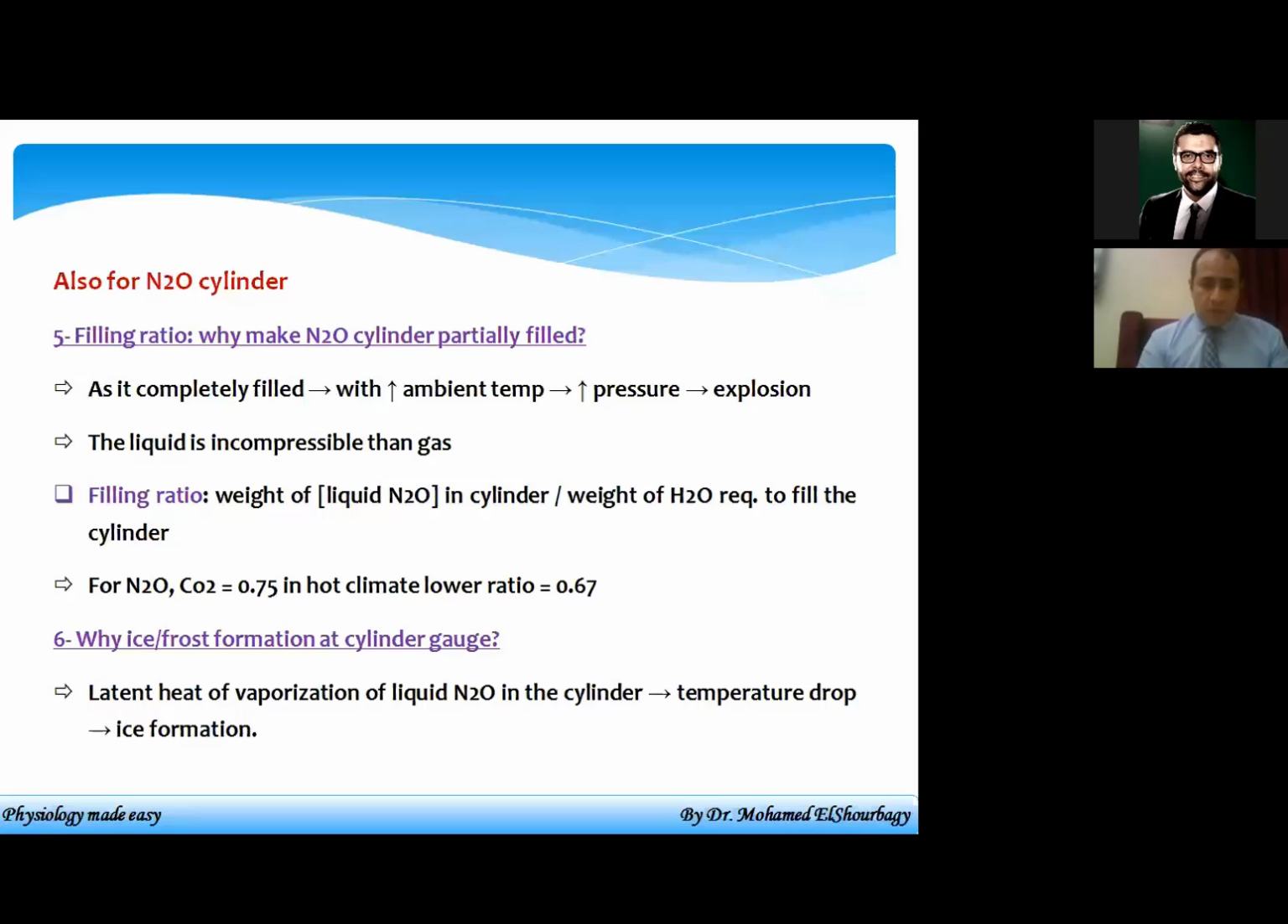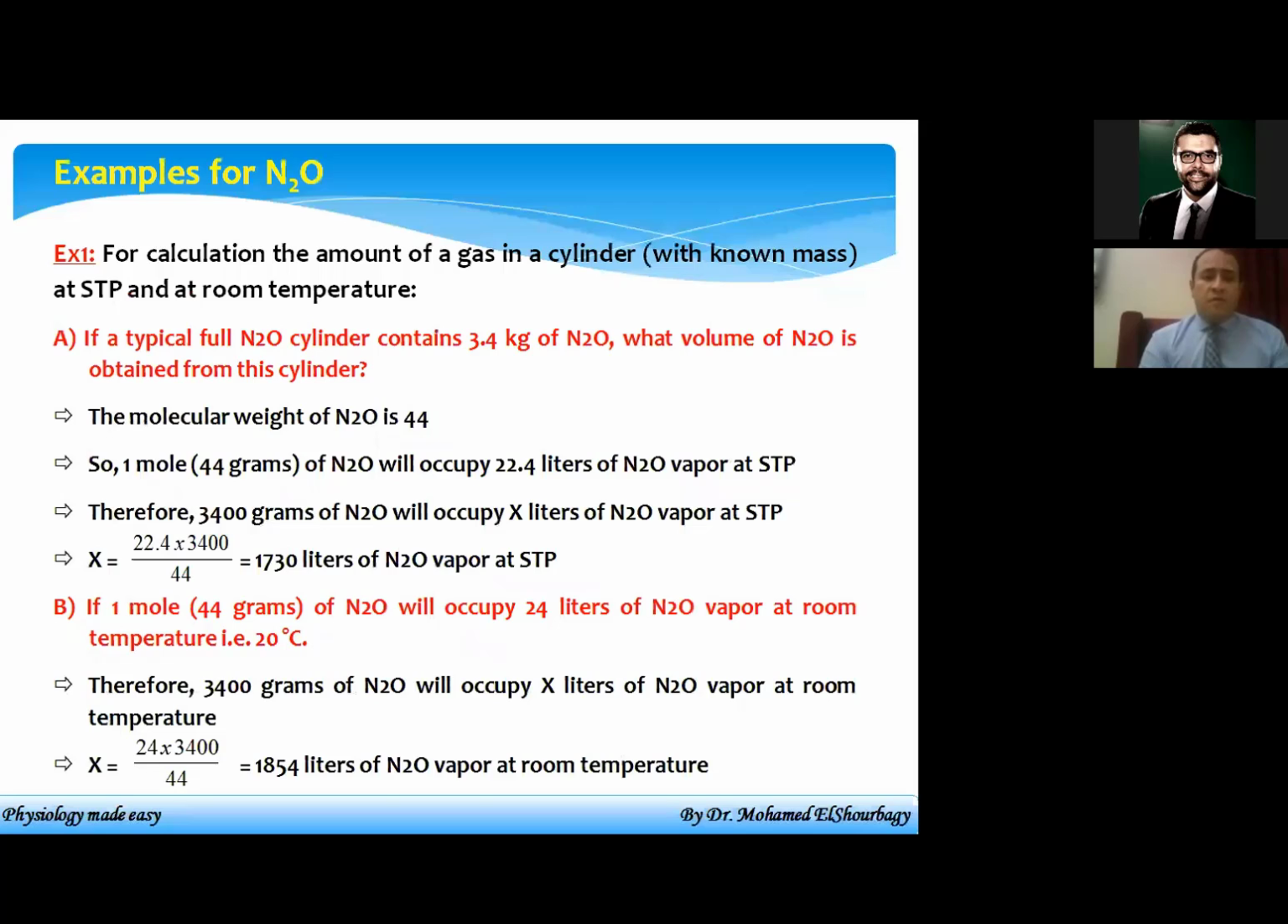and a lower ratio, 0.67, in normal climates. Why does ice frost form at the cylinder gauge? Due to the latent heat of vaporization of the liquid nitrous in the cylinder, so the temperature drops and ice forms at the cylinder gauge.